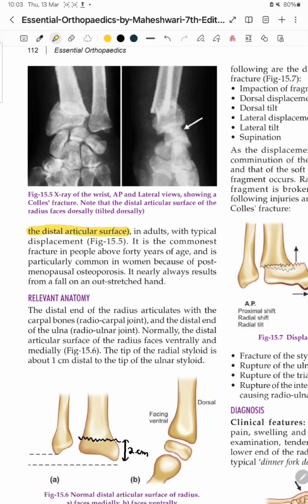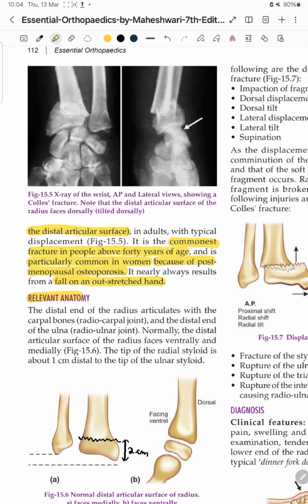It almost always occurs due to a fall on an outstretched hand. It is the commonest fracture in people above 40 years of age, particularly common in women because of postmenopausal osteoporosis.